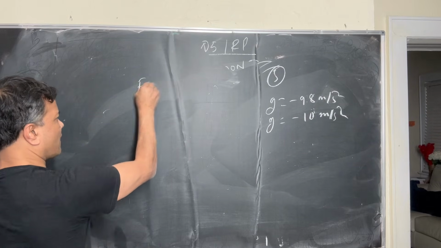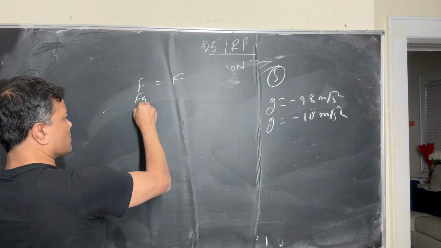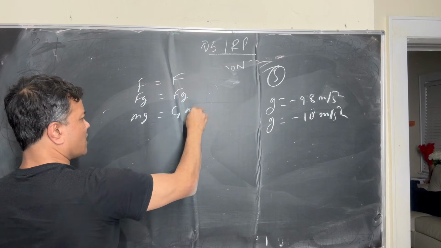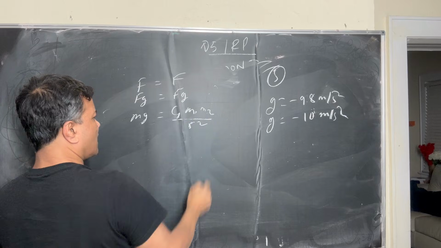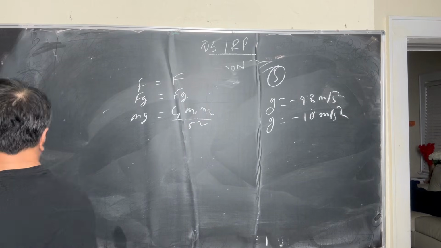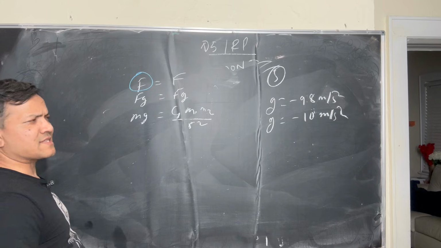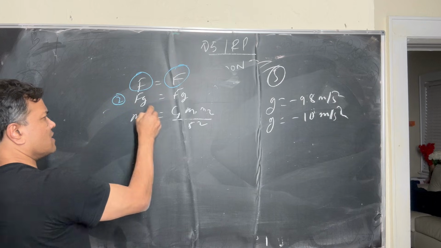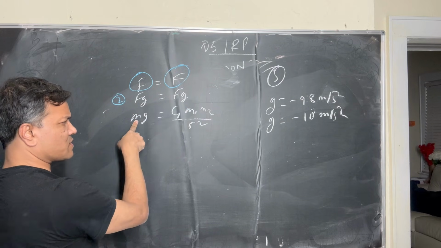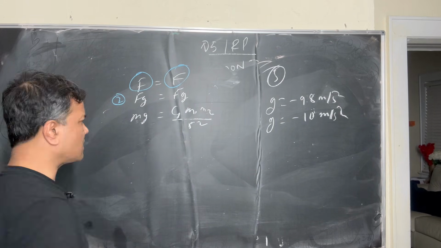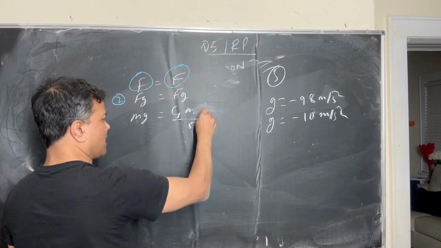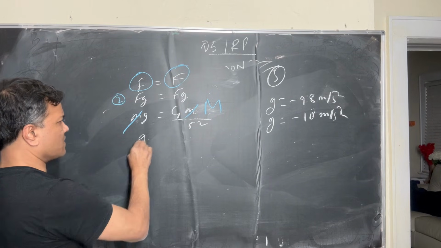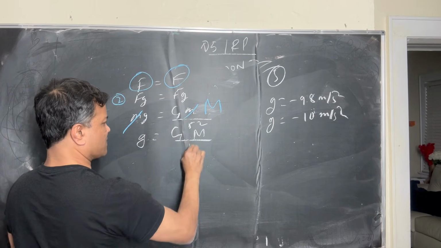You're going to write F is equal to F. Then you're going to write Fg is equal to Fg. Then you're going to write Mg is equal to G M1 M2 over R squared. Why are they the same? Because the SI unit for each of these is Newton. Now the small m, I'm going to make it big M. The small m cancels. Now you have G is equal to G big M over R squared.